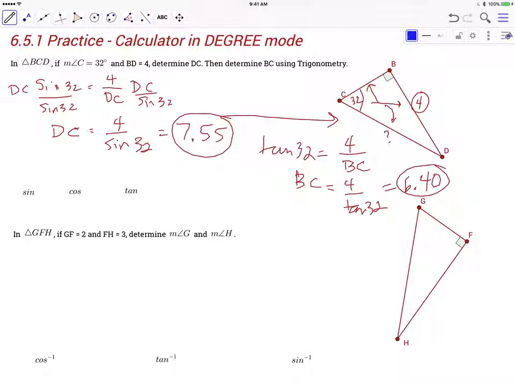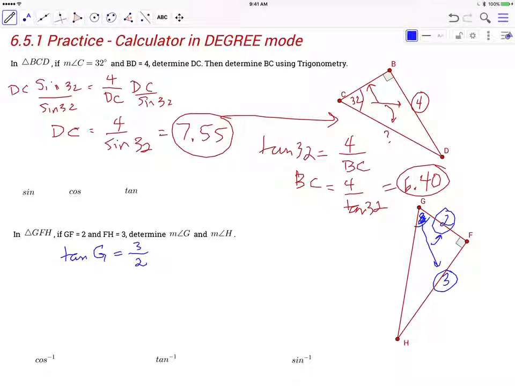And on the second one down below, in this one we have GF is 2 and FH is 3, right? Determine G. Okay, so this one's a little bit tougher. These are always a little bit tougher. We are looking at angle G. We are looking at an opposite leg and an adjacent leg, and that suggests tangent again. So we set up this true statement. Tangent of G is opposite, which is 3, over adjacent, which is 2.